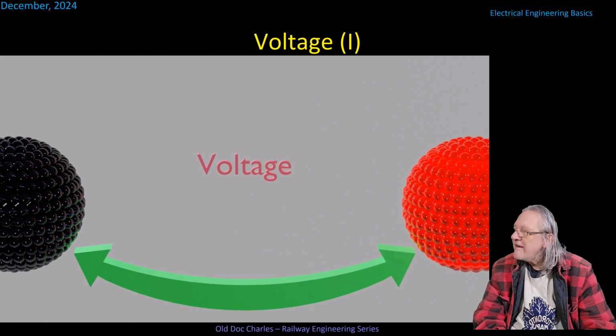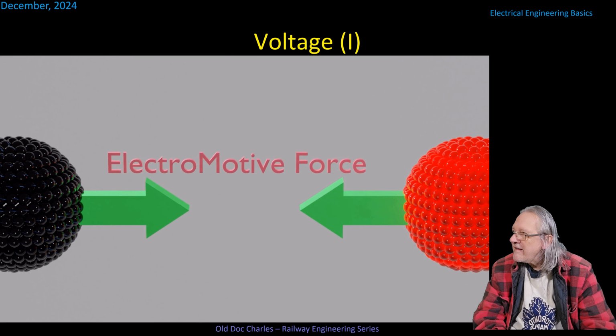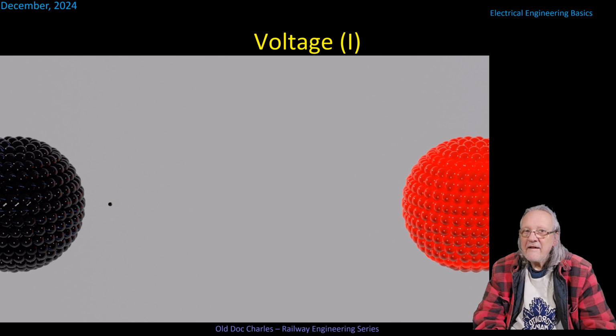Voltage can be considered as electrical pressure. There's an attraction between the two charges, as Coulomb discovered. The attraction creates an electromotive force between the charges. If an electron finds itself between the charges, it will move toward the positive charge.